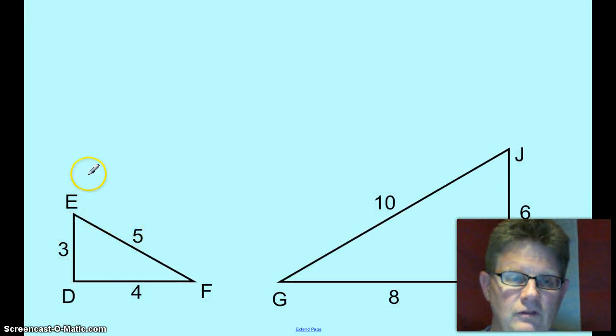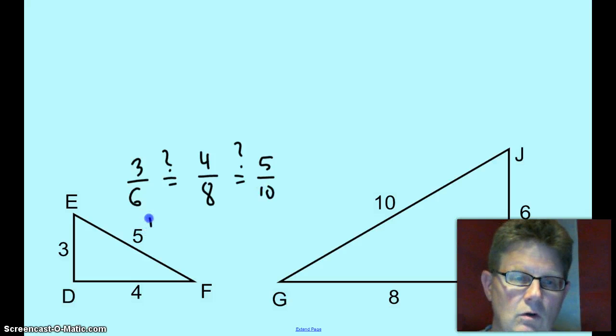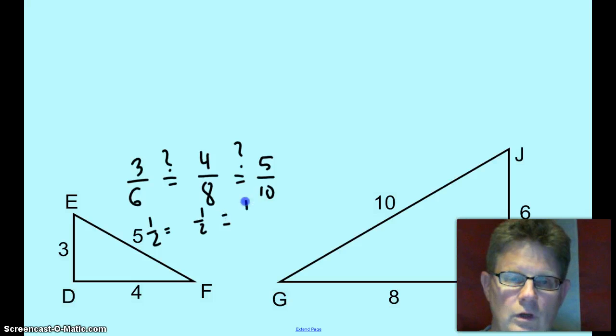Okay, what is the smallest side on that triangle? 3. What's the smallest side on the other triangle? 6. Does that equal the medium side on this triangle? 4. And the medium side on this triangle? 8. And does that equal the largest side on this triangle? 5 over the largest side of this triangle? 10. Well, what do you know? 1/2 equals 1/2 equals 1/2.